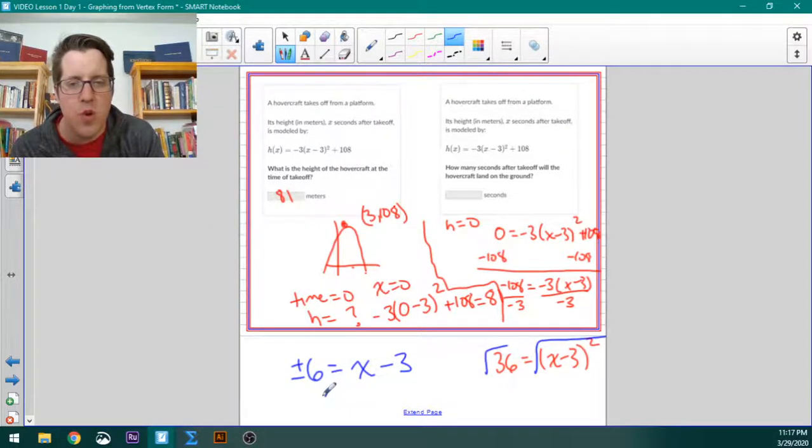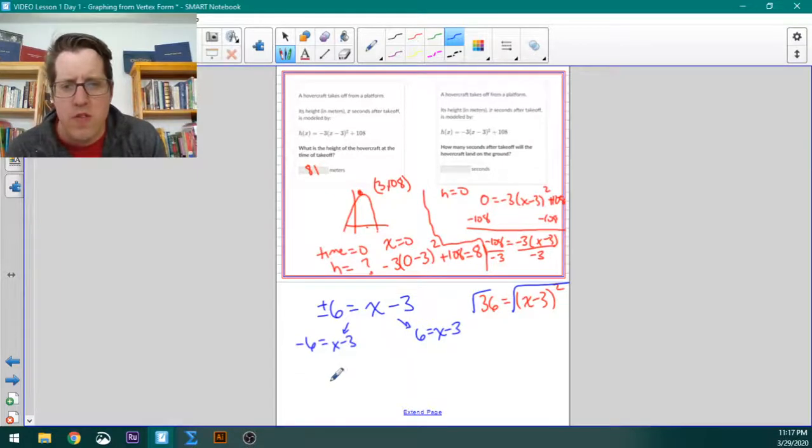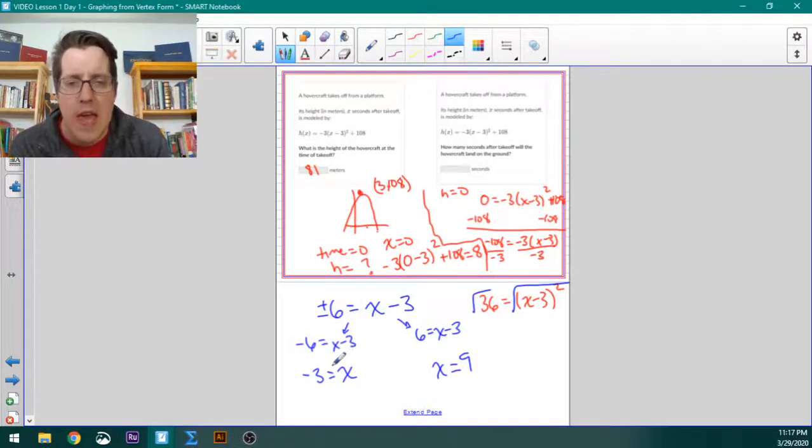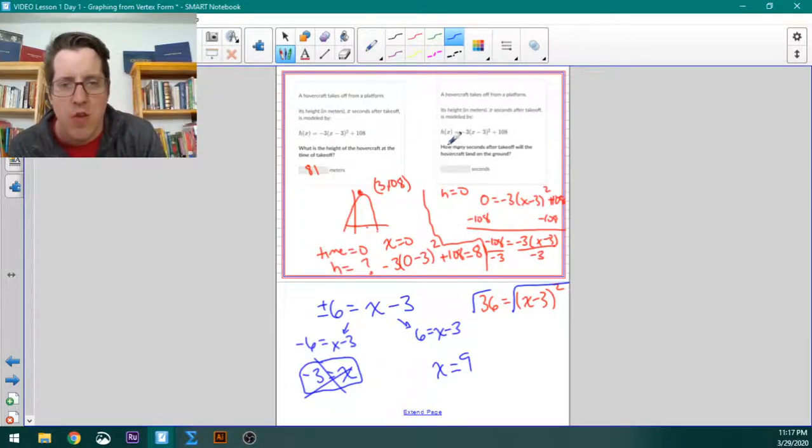So we actually have two equations. Negative 6 equals x minus 3, and positive 6 equals x minus 3. When we solve those equations, something funny happens. We get negative 3 equals x, and we get 9 equals x. Now, something can't land 3 seconds before it takes off, so that's not the answer we're looking for. We're going to throw out that negative answer, and we're going to take the answer of 9.